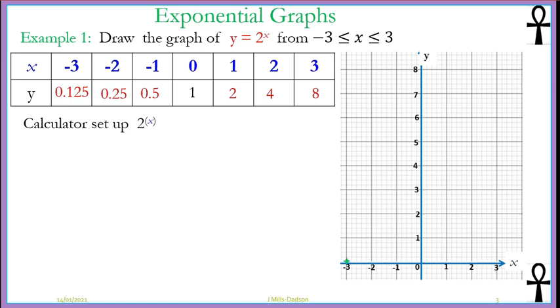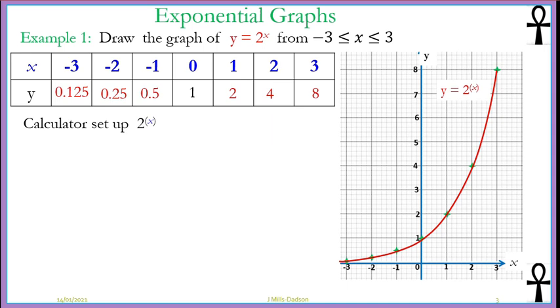So these are the points: negative 3 and 0.125, negative 2 and 0.25, and so on. You join with a smooth curve. So that is the graph of y equals 2 to the power x.